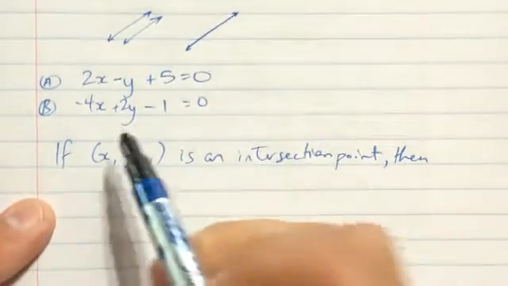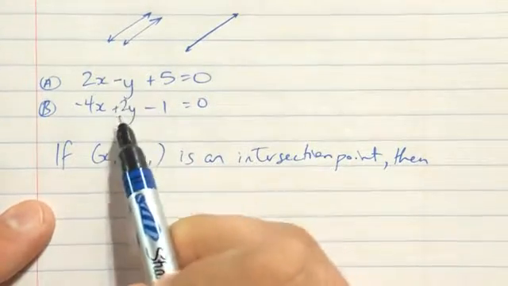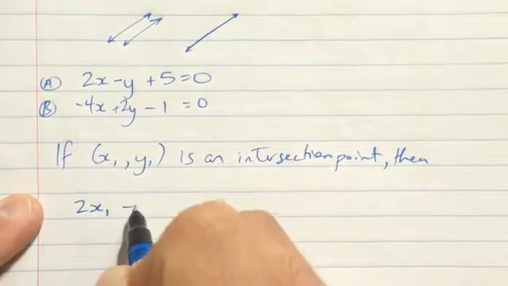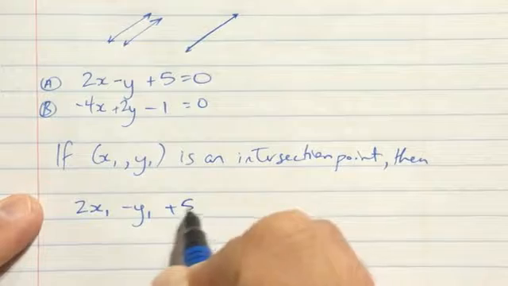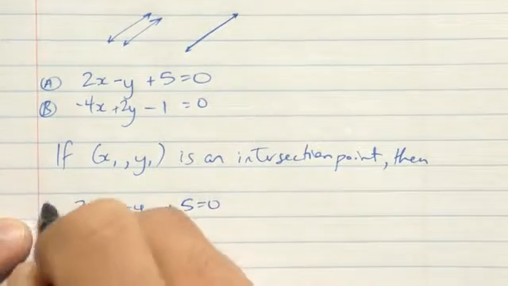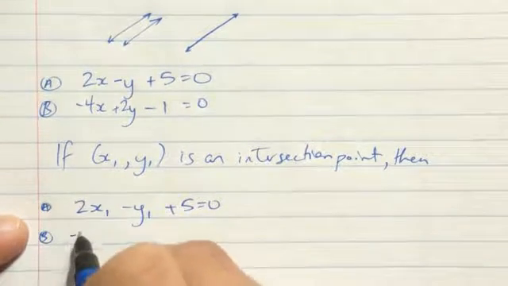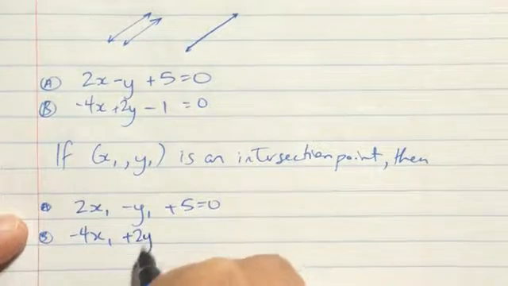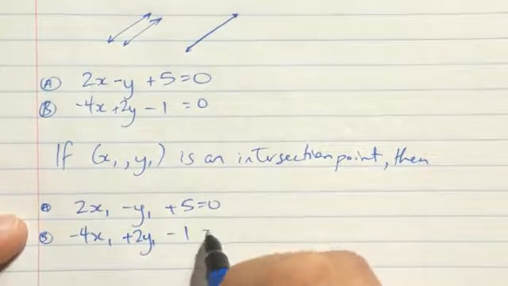Well, x1, y1 must be on this line and on this line. Because it's on the first line, this must be true at that point. And we must also have that the second equation is true at that same point.